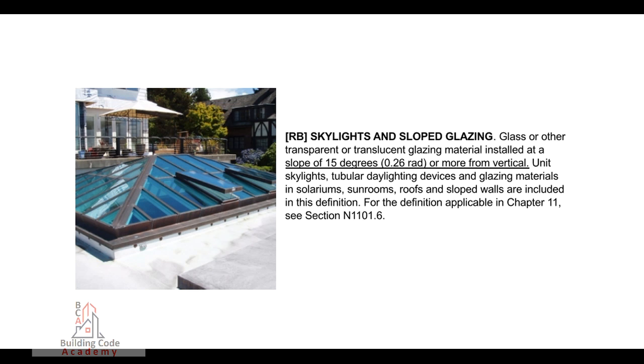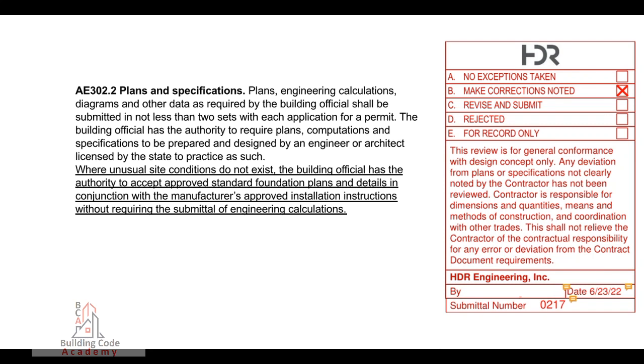Skylights and sloped glazing. Glass or other transparent or translucent glazing material installed at a slope of 15 degrees (0.26 radians) or more from vertical. Unit skylights, tubular daylighting devices, and glazing materials in solariums, sunrooms, roofs, and sloped walls are included in this definition. For the definition applicable in Chapter 11, see Section N1101.6.